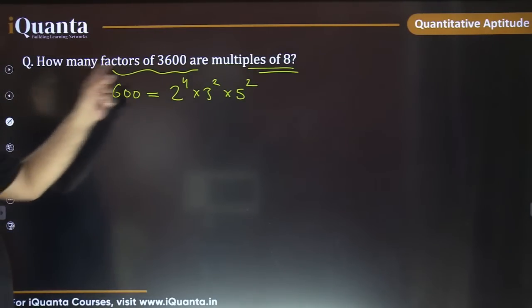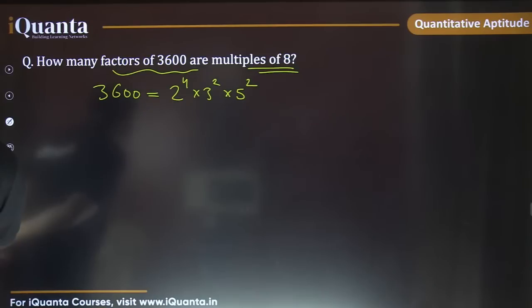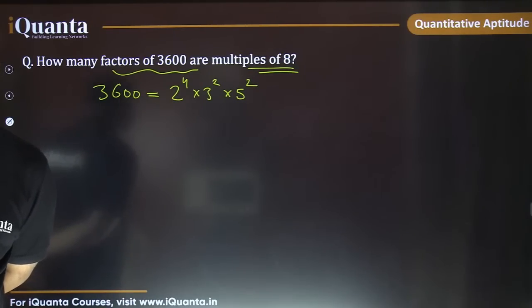Now, how many factors are multiples of 8? Now, think and tell me. Answer. Soumyadeep, you are saying 0. 0 is not correct. Why 0? There will be many factors which are multiples of 8. Yes, sure. Yeah, Gautam, that's true. Good. Yes, that's correct, Tejaswar. Right.